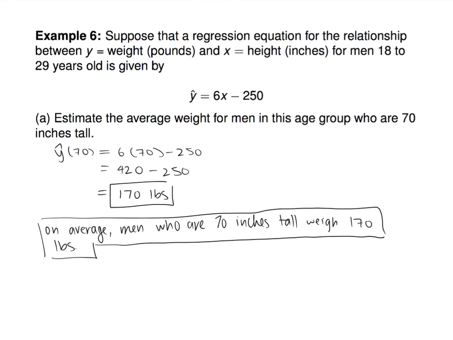Of course, that's not true, but if you look at all the guys who are 70 inches tall, of those guys, the average weight in that group is going to be 170 pounds.